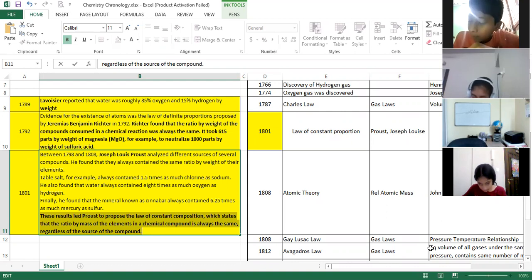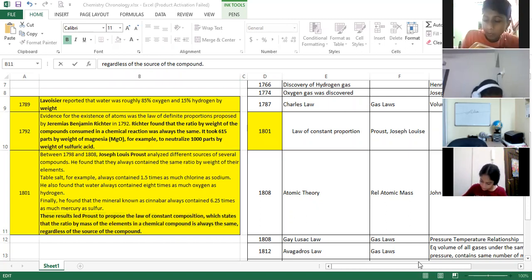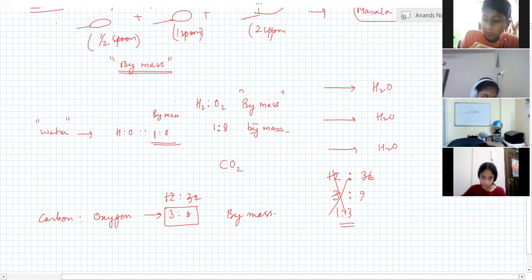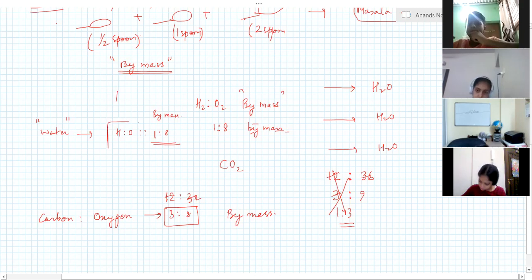So law of constant proportion, law of definite composition, law of constant composition, different terms they use. But when the word constant or definite is there, then we are talking about the same thing. Okay. So once you've written this down, you can take these two examples. Hydrogen and oxygen is always 1:8, and carbon and oxygen is always 3:8. The first is in water, and this is in carbon dioxide.